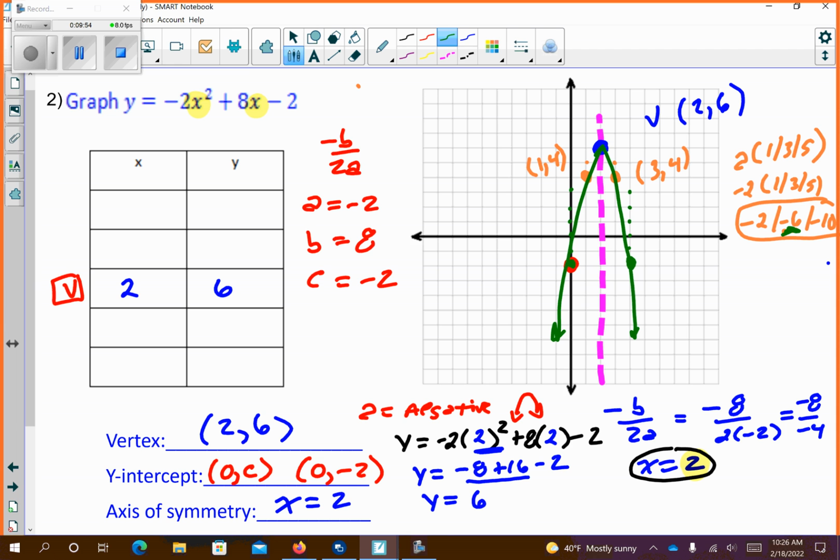It should be a smooth curve at this top. Okay, and I can even find these points. So that's 1, 2, 3, 4.